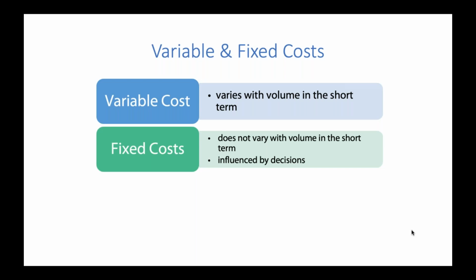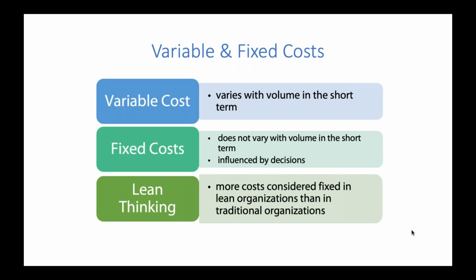One simple example, hiring people. That is a management decision to hire people, okay? Or if you buy a machine. So your machine costs, your labor costs don't vary in the short term with volume. They vary primarily based on capacity issues and the decisions that you make. So in a lean organization, more costs are considered fixed than in traditional organizations.